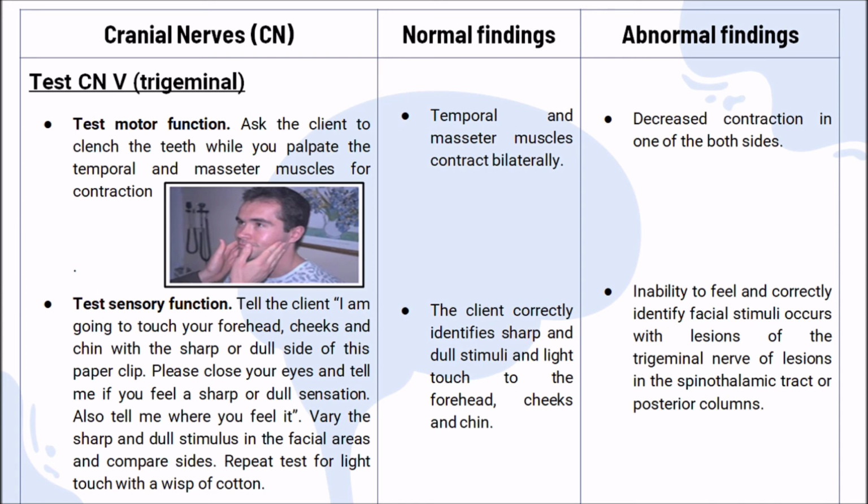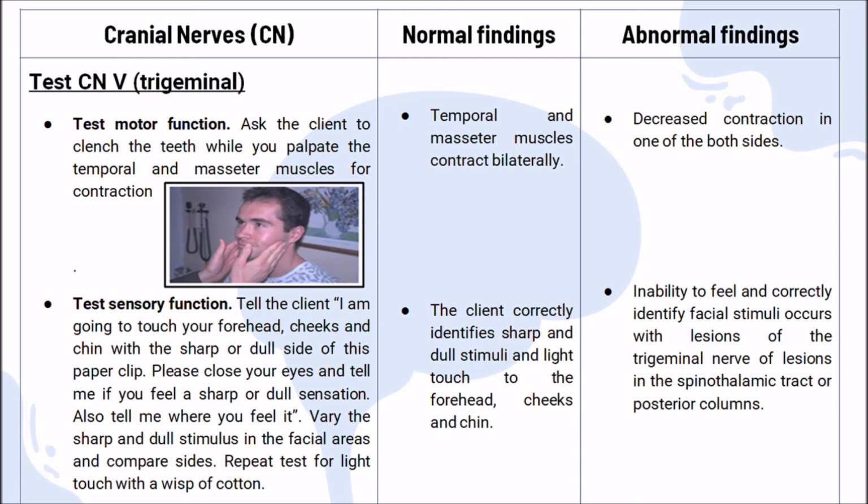Abnormal findings: decreased contraction on one or both sides. Asymmetric strength in moving the jaw may be seen with lesion or injury of the 5th cranial nerve. Pain occurs with clenching of the teeth. Second instruction: test sensory function.